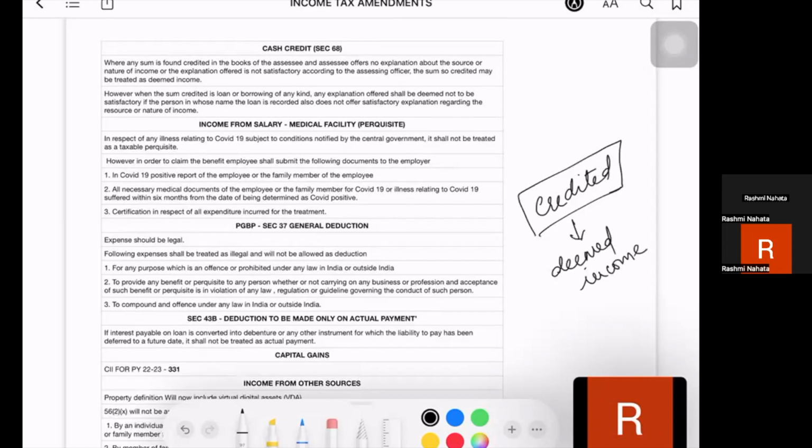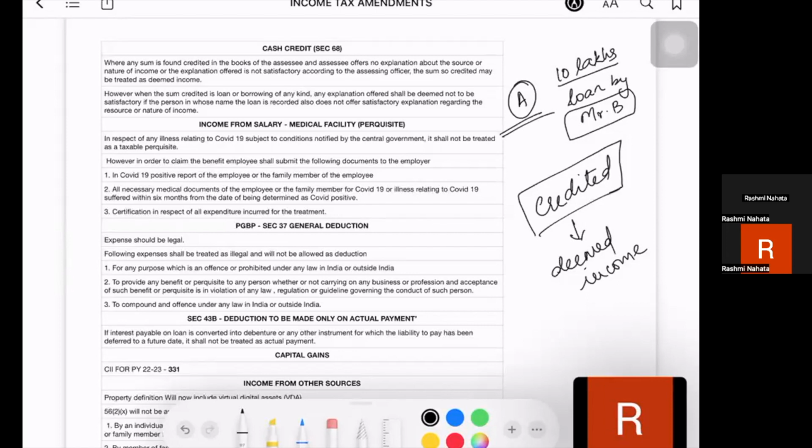Now, what is the amendment that has come here? Let's say in the books of A, there is a cash credit of 10 lakhs. And he says, this money is given to me as a loan by Mr. B. Now, the IT department or the assessing officer will go to Mr. B and ask for an explanation of source. How did he get this 10 lakhs to give the loan? So if B is not able to offer a satisfactory explanation, even then it shall be deemed as income in the hands of A. So this is the add-on.